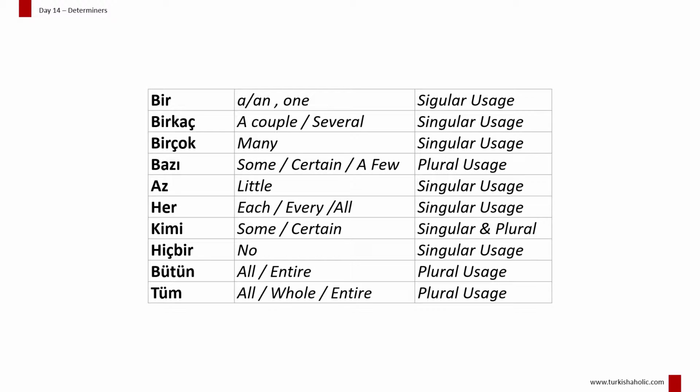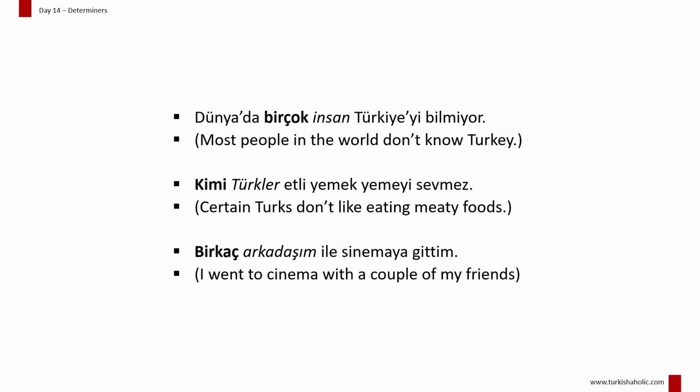There are more choices for indefinite articles in the Turkish language. Here are some other determiners you can use in your sentences. Bir, birkaç, birçok, bazı, az, her, kimi, hiçbir, bütün, tüm. Let's see some sentence examples.